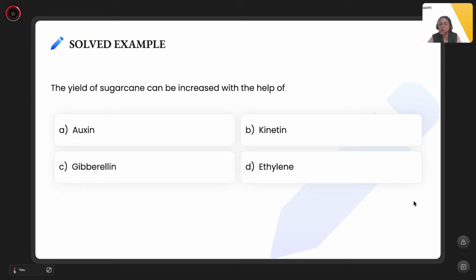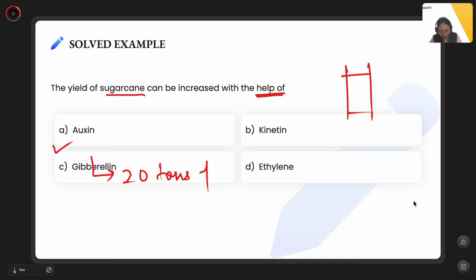The next question says the yield of sugarcane can be increased with the help of. Now, you must memorize this sugarcane yield point. It is done with the help of gibberellins. If you spray gibberellin on sugarcane, the internodes will elongate and a lot of sugars will be accumulated. In terms of production, by spraying gibberellin on sugarcane, the production can be increased by 20 tons per acre. Okay.